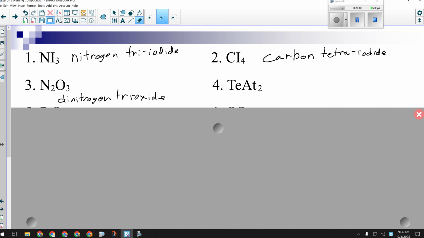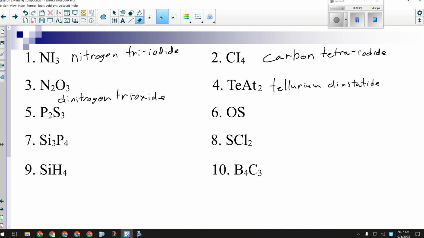Yep. All right, and our last one here, we've got tellurium. Do I need a prefix on that? We write it exactly as it appears on the periodic table, tellurium, and then what prefix is going on astatine? Di. All right. Try the rest of those. I'll give you a few minutes on the rest of them.